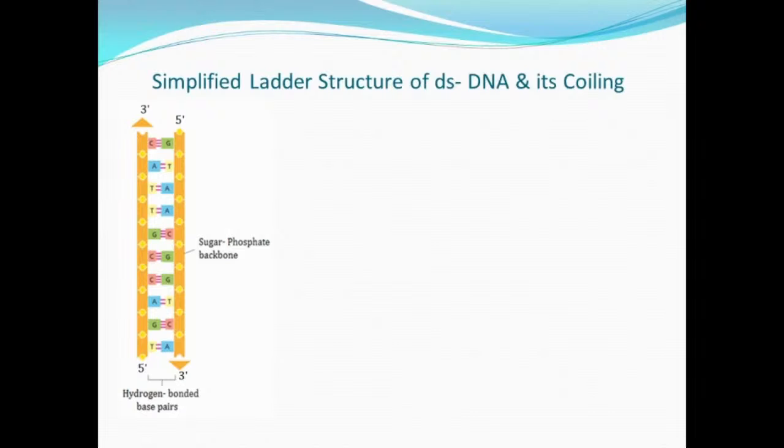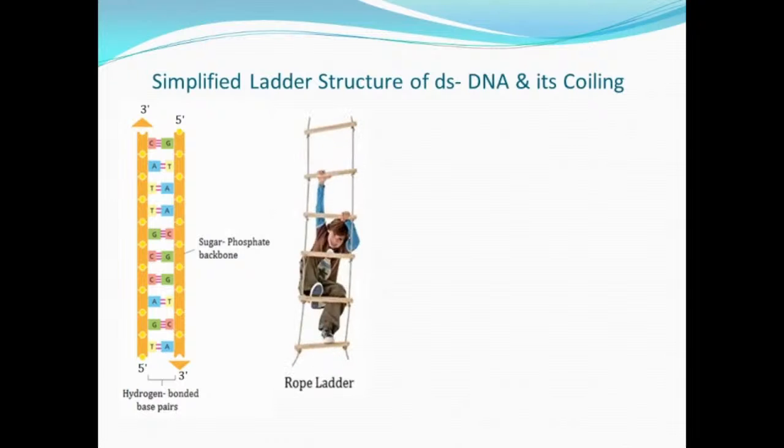And the bases also follow the complementarity rule, which means that adenine always pairs up with thymine with the help of 2 hydrogen bonds, and cytosine pairs up with guanine with the help of 3 hydrogen bonds. In this way, following these rules, a duplex or double-stranded DNA is made. Now we will compare this double-stranded DNA with a rope ladder.